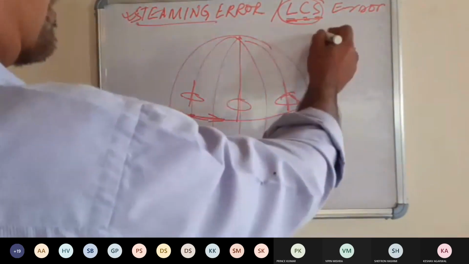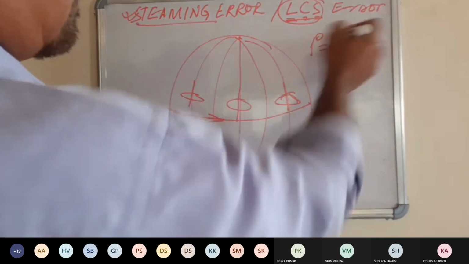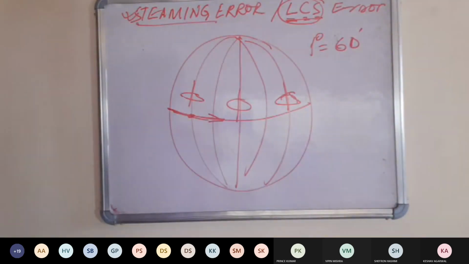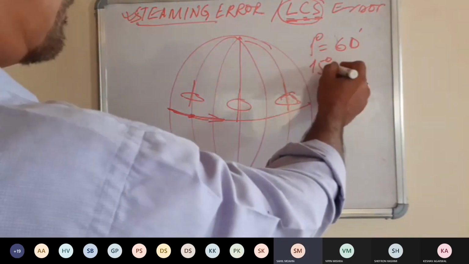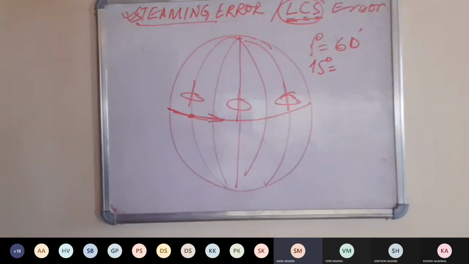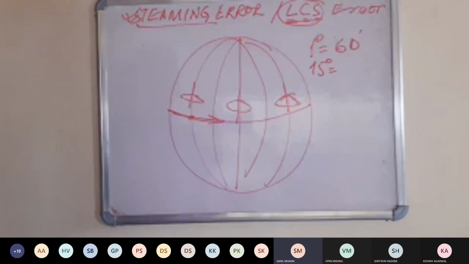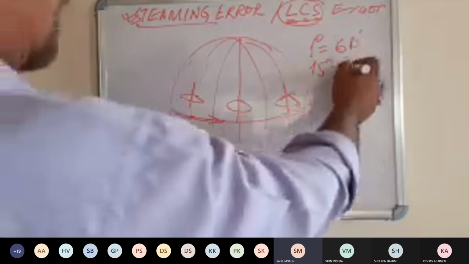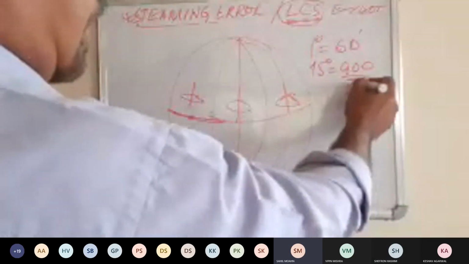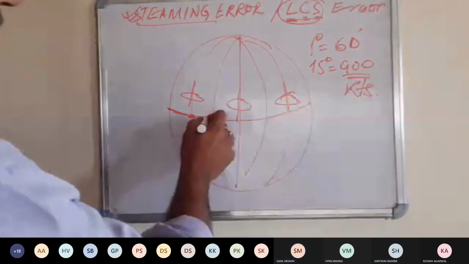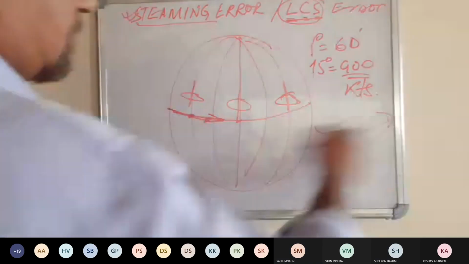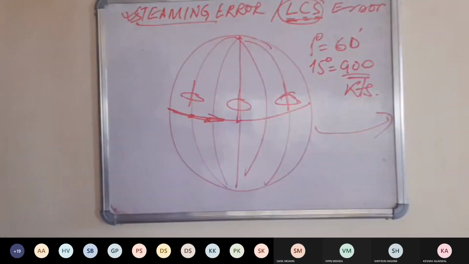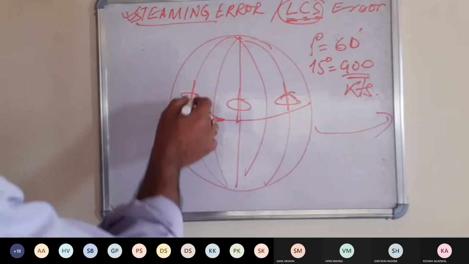We know 1 degree is equal to 60 miles. Correct? Yes, sir. So 15 degrees is equal to how much? 900. 900. So that is the 900 knots is the speed you are moving on the surface of the earth. The earth is moving in its orbit at 67,000 kilometers around the sun.